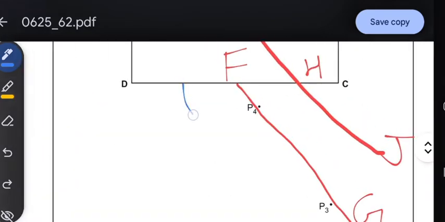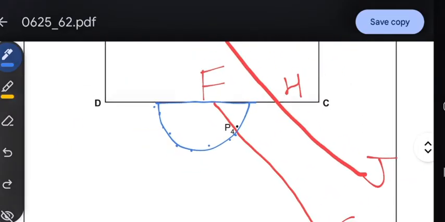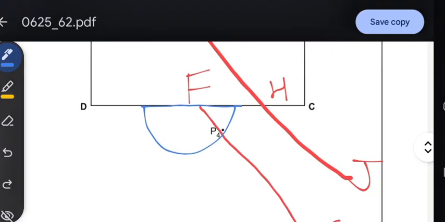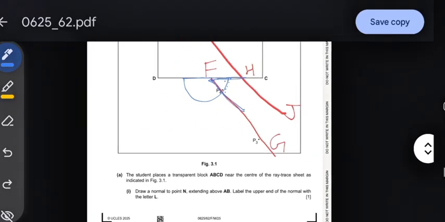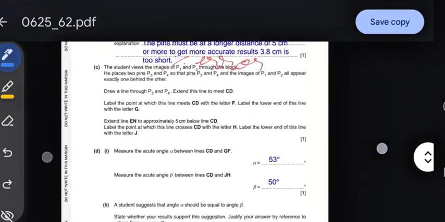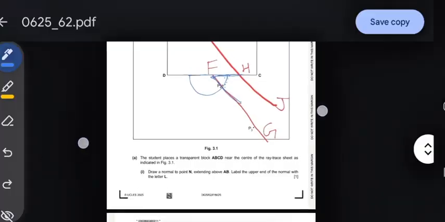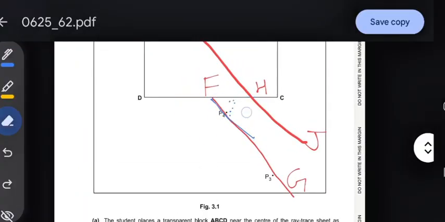So you can't keep your protractor here and start measuring from here, because it's going to be more than 90 degrees. So what you're going to do instead is keep the protractor at this position and start measuring from here, okay? And check what angle is made over here with GF. And we get 53 degrees. It can vary based on the way you have printed your paper.